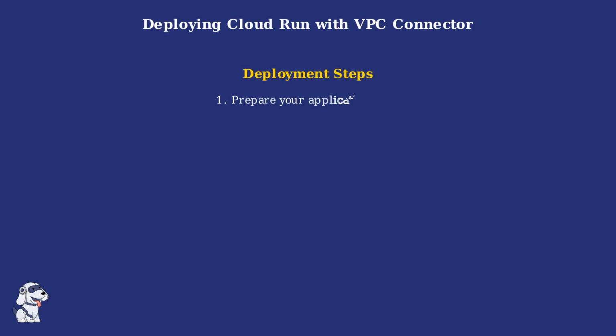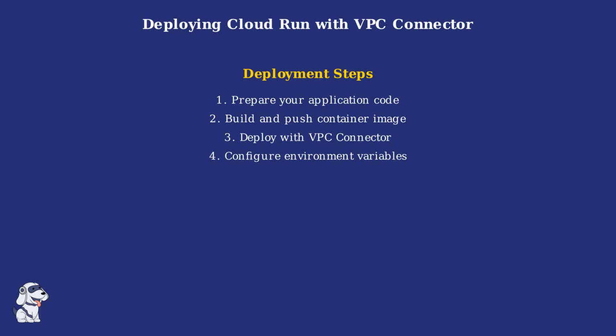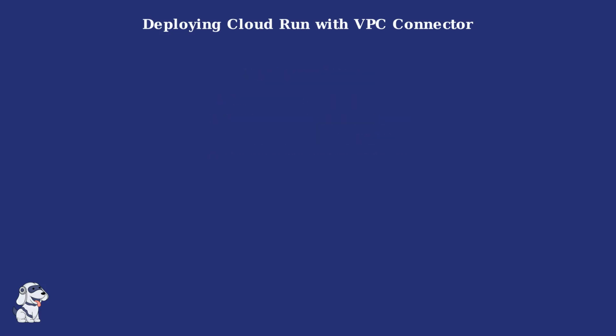Now let's walk through the actual deployment steps. First, ensure your application code is ready and can use the Redis IP environment variable to connect to Redis. Next, build your container image and push it to Google Container Registry or Artifact Registry. Then deploy your service using the VPC connector flag to enable private network access. Finally, set the Redis IP environment variable to your memory store instance's private IP address. Let's review the key points about deploying with VPC connector and environment variables.